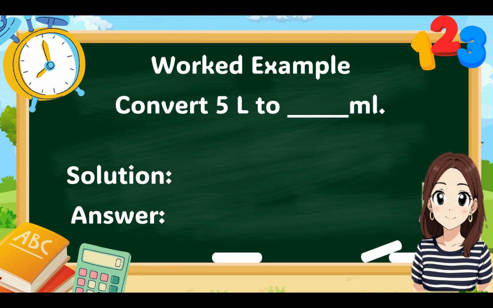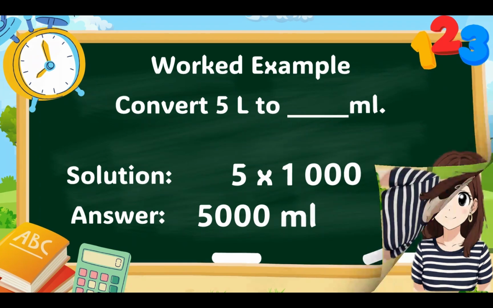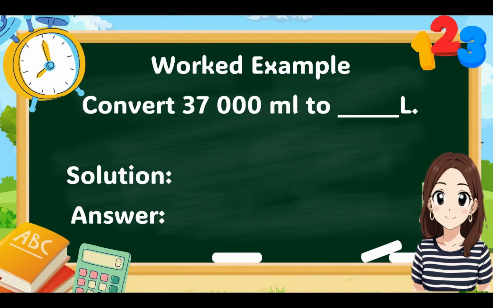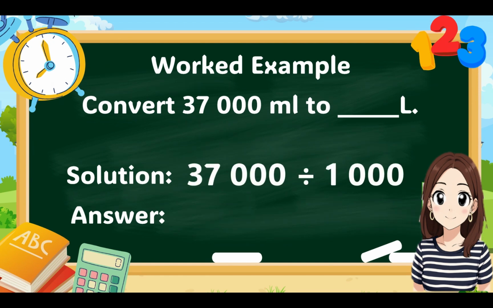Convert 5 liters to milliliters. So it's converting liters to ml from larger unit to a smaller unit. Therefore, we have to multiply it by 1,000. Write 5 multiplied by 1,000. The answer is 5,000 milliliters. Now let's convert 37,000 milliliters to liters. From milliliters to liters, that is from a smaller unit to a larger unit, meaning we have to divide it by 1,000. So copy 37,000 divided by 1,000. The answer is 37 liters.